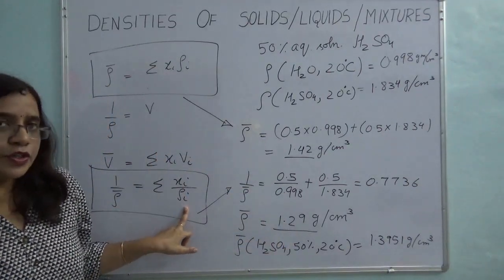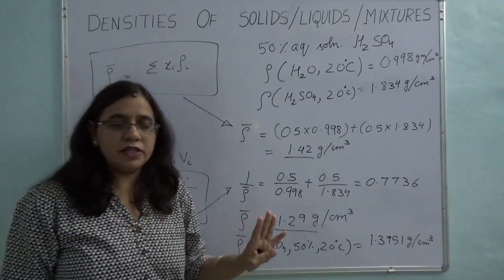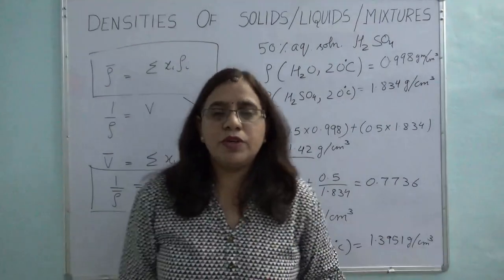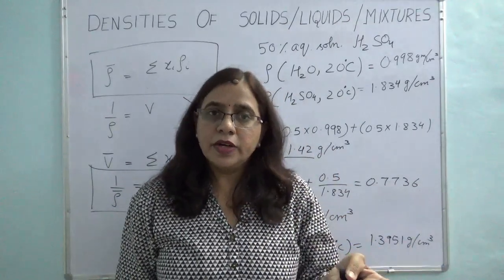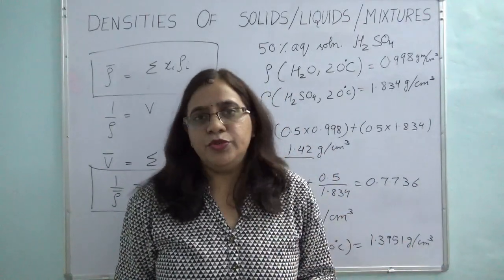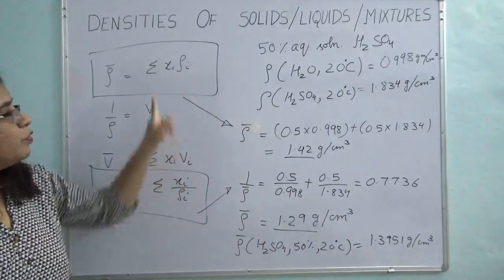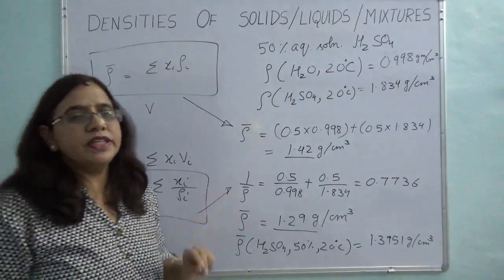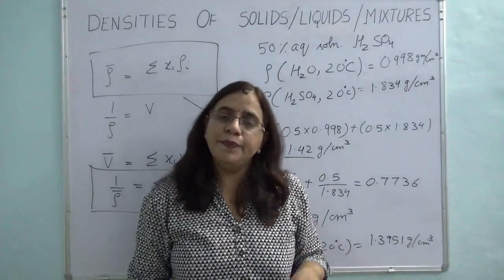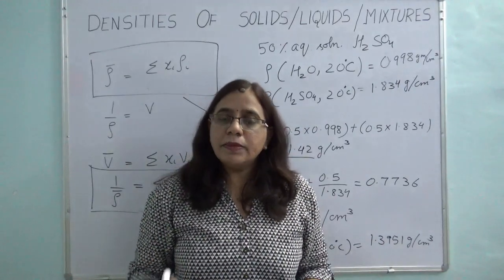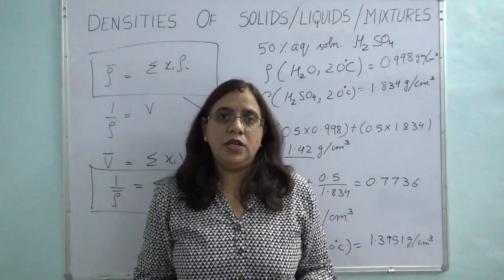So it is all your judgment. There is no hard and fast rule. Whichever equation gives you a better result, least error, that is what you use. But from an exam point of view, either of these equations you can use. No one can say that one is better than the other. So this is about finding the average densities for a liquid mixture.